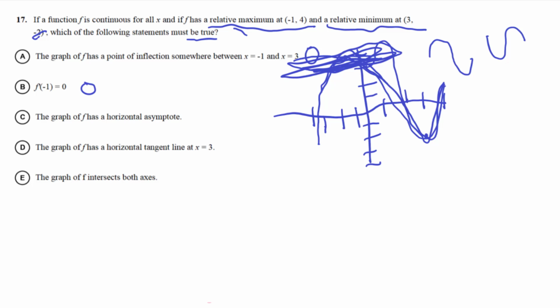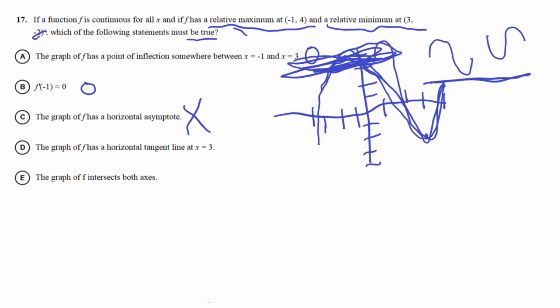Option C says the graph of f has a horizontal asymptote. That means, as x approaches infinity, there's a horizontal line that it approaches. This could happen, but it doesn't have to happen. So this is definitely wrong.